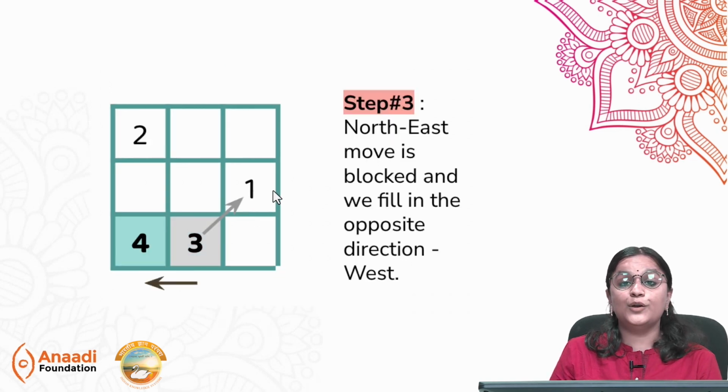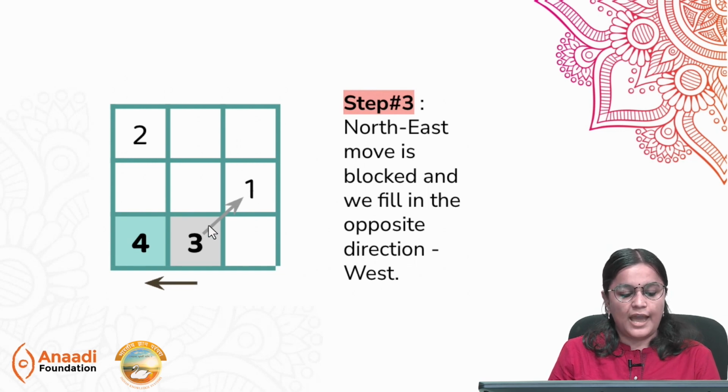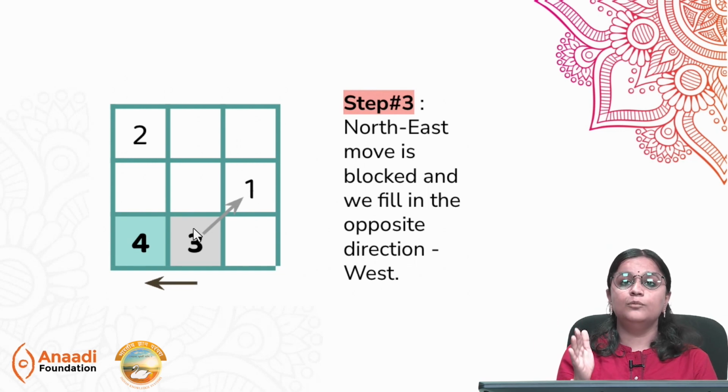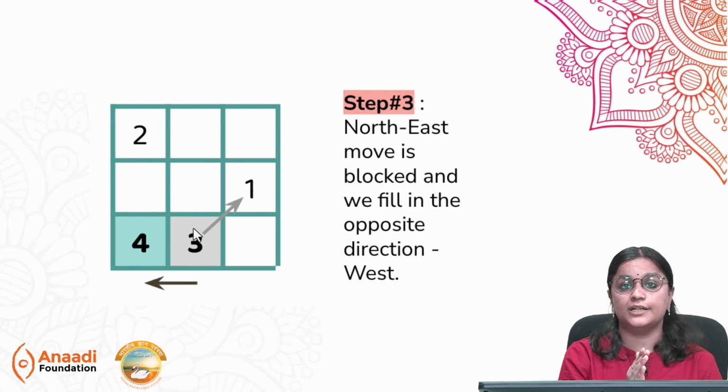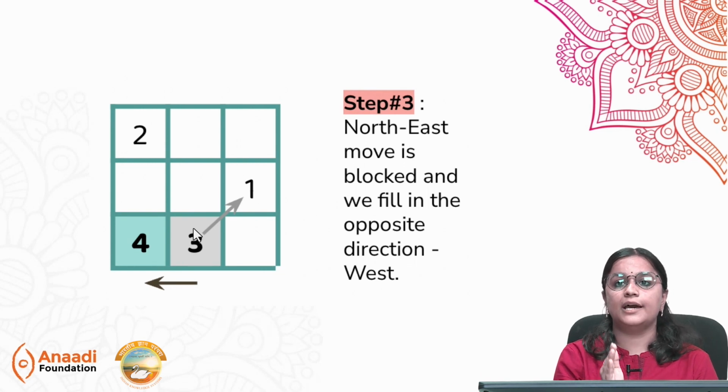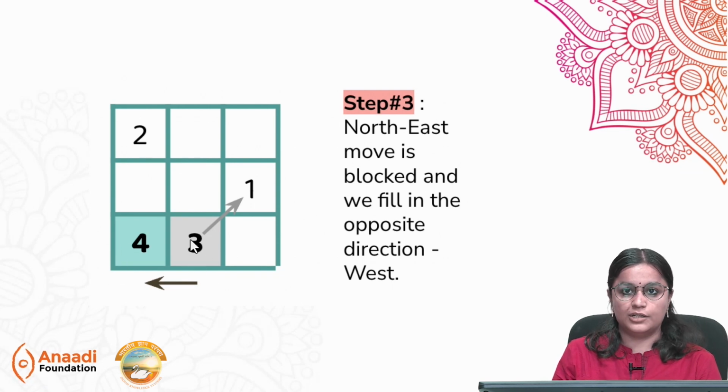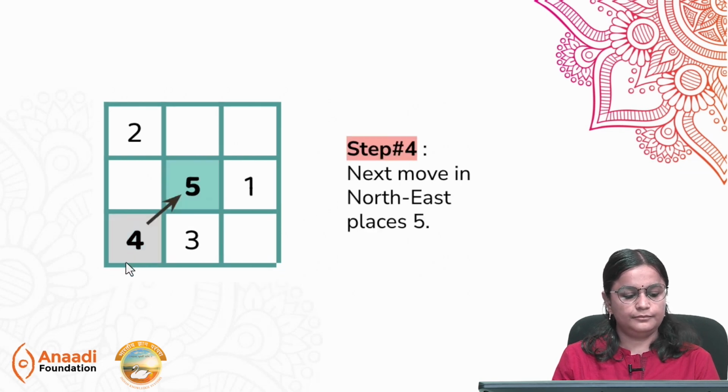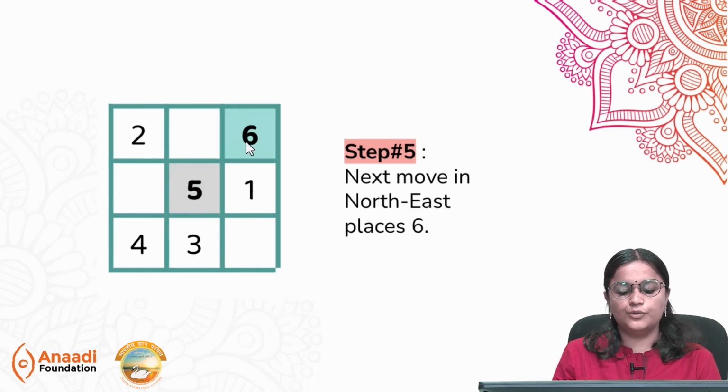From 3, if we go to northeast, we are blocked unfortunately by the digit 1, and so what will we do? We will move to the immediate opposite direction, and the opposite direction to east is west. So you will place the next digit westward of your current digit. So 4 comes to the west of 3. From 4, we again go to northeast and place 5. From 5, we move to northeast again and place our 6.